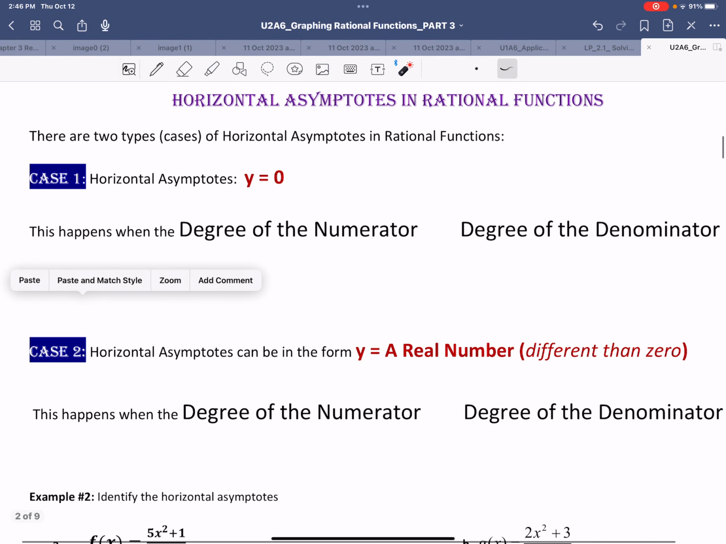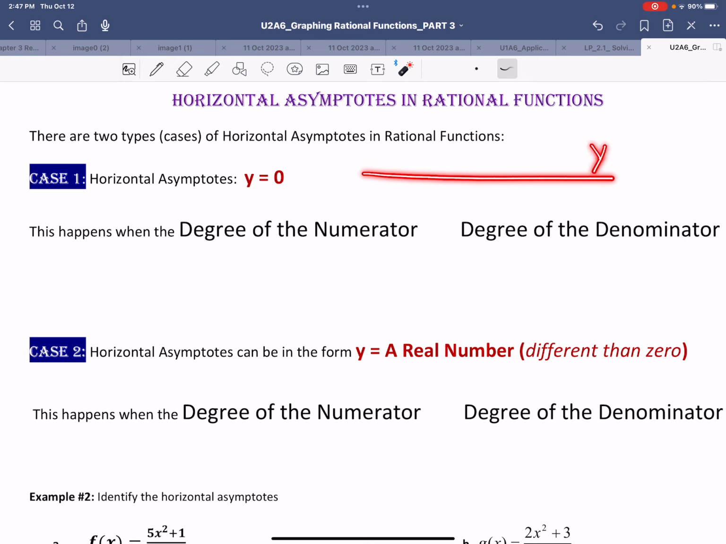Now that we have looked into more horizontal asymptotes in a wider variety of rational functions, let's talk about how we determine horizontal asymptotes in different types of functions. We can classify finding horizontal asymptotes into two strategies, or two groups. Remember that horizontal asymptotes are horizontal lines, and all horizontal lines will have the equation y equals a constant number.